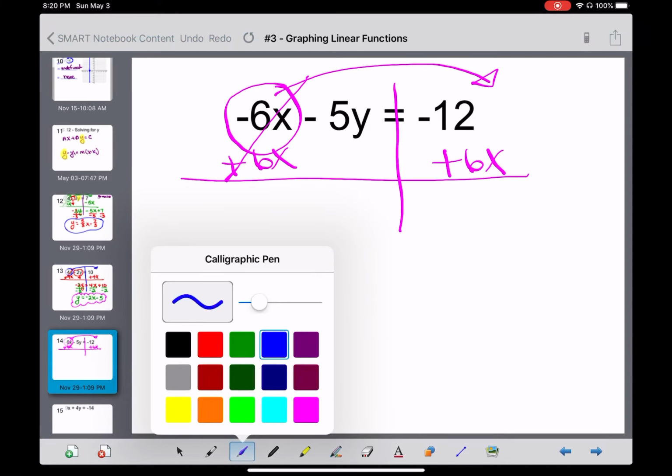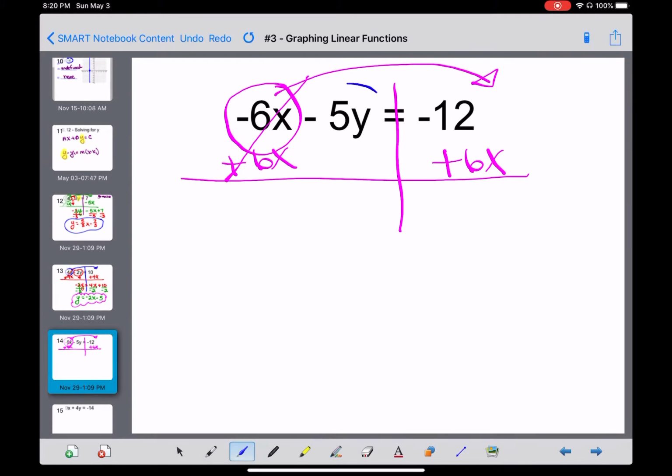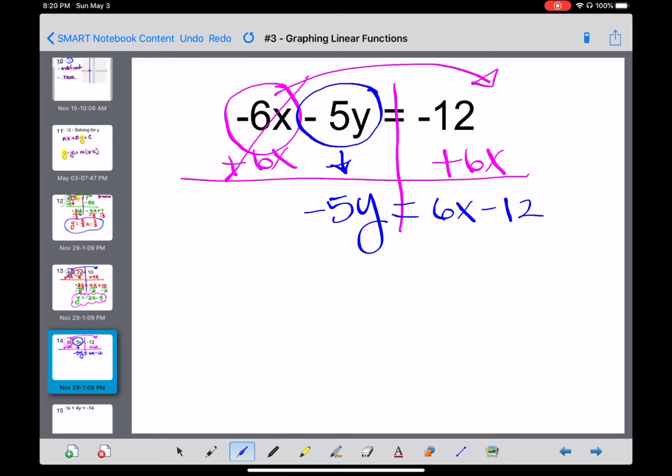And I know I love giving you negatives because that's the only way you're going to remember. You have to bring the whole thing down. And I'm going to have 6x minus 12. Well, what's my next step? Exactly. I need to divide by -5.